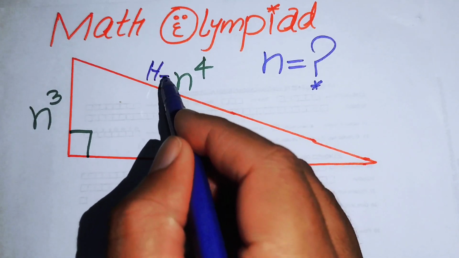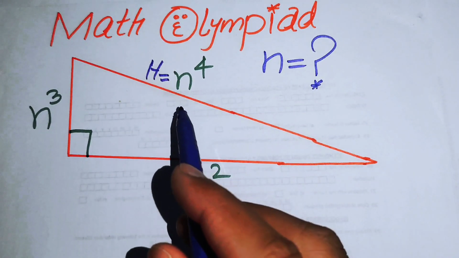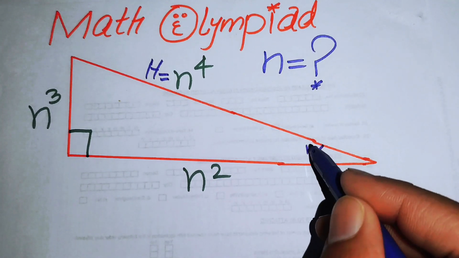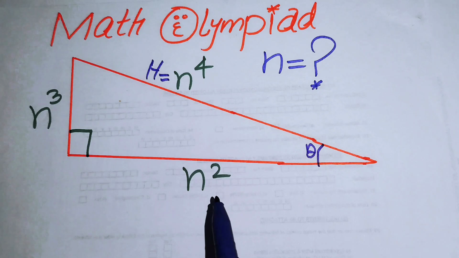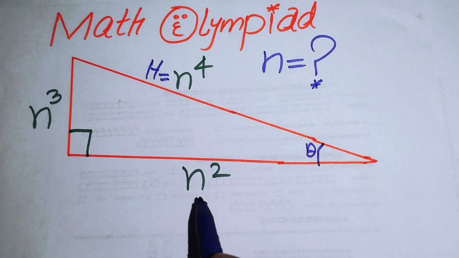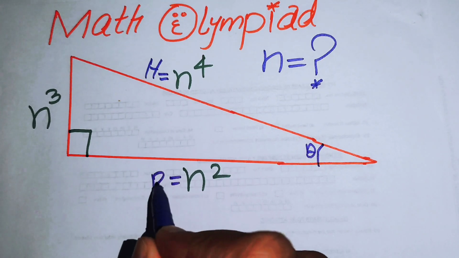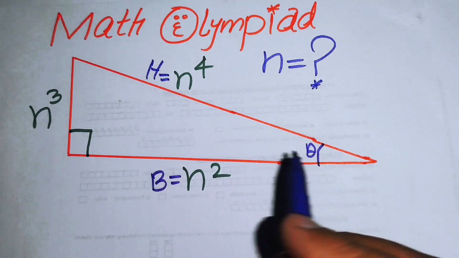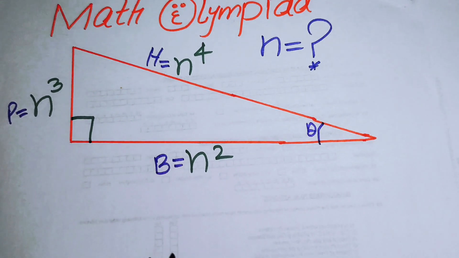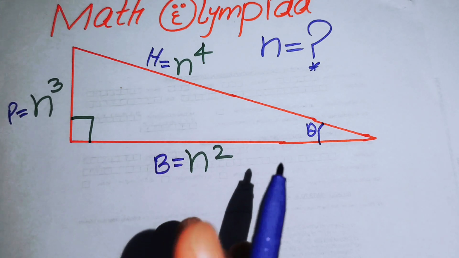So we have the value of the hypotenuse h as n to the power of 4. If you call this angle theta, then the side which joins the 90 degree angle and theta is known as the base, and the side opposite to theta is known as the perpendicular. So we have the hypotenuse, base and perpendicular or altitude. Now we will find the value of n.